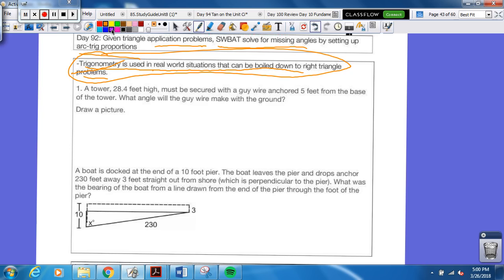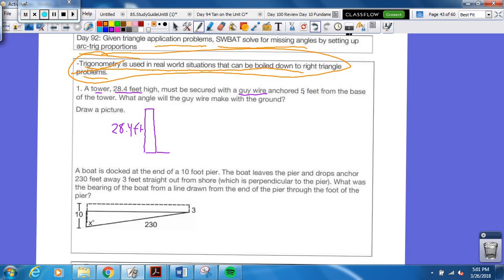Number one, let's do some drawing. A tower, 28.4 feet high, must be secured with a guy wire, that's just a regular wire, anchored 5 feet from the base of the tower. Let's draw a picture. So here's the tower. Don't gotta be that creative. There's a tower. It is 28.4 feet high. Must be secured with a guy wire 5 feet from the base.